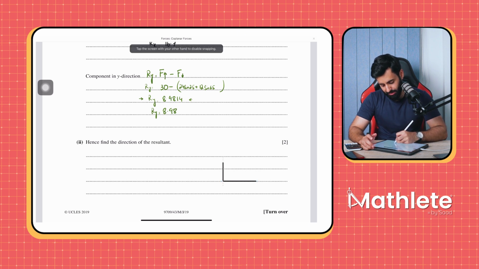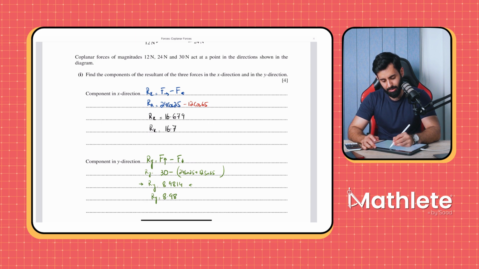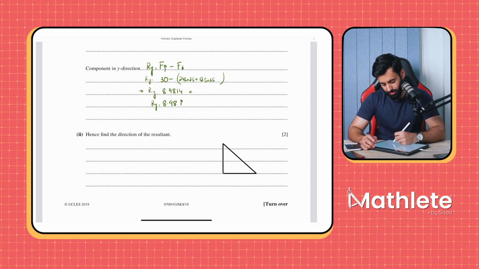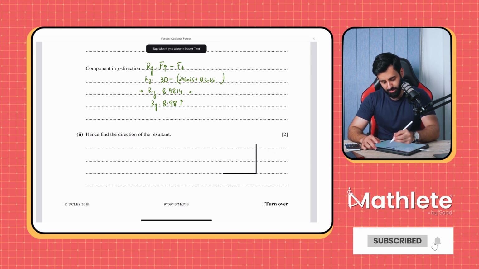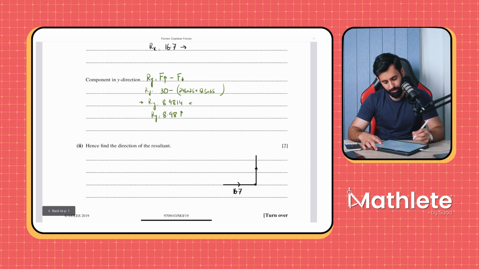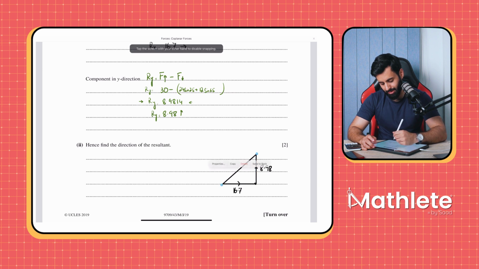So we have a force, and notice since the x and the y answers to the first part are both positive, this is acting rightwards, and since this is also positive, this is acting upwards as well. So actually this is an incorrect representation, it's something like this. Let me draw this again. So we have a rightwards force, which is 16.7. And then where this ends, we have an upward force, which is 8.98. And what we need to do is find the direction of the resultant.